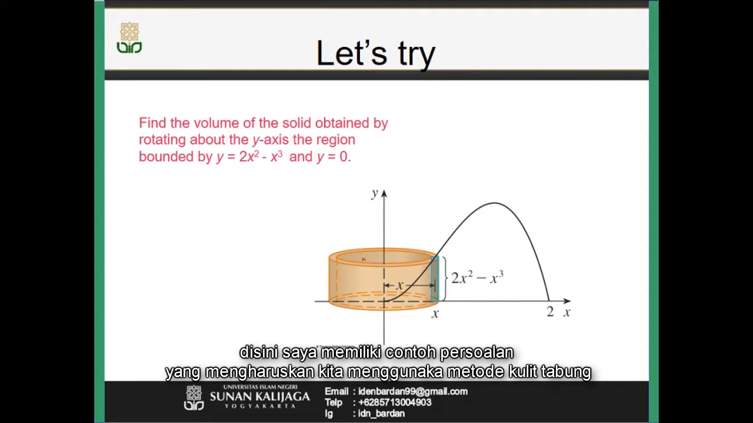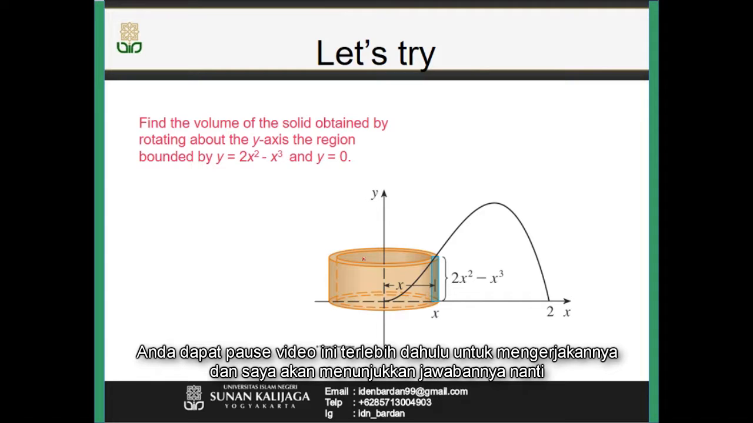And here I have an example of a problem where we should use the shell method. You can pause the video to try it first, and I will show you the answer later.